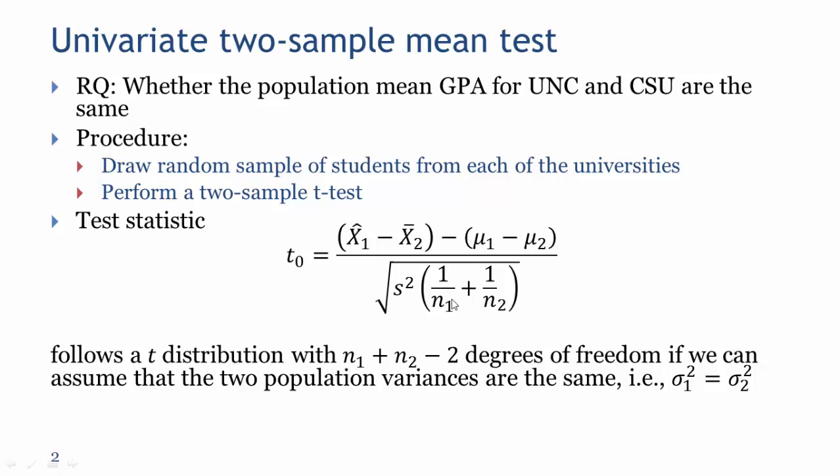So we calculate our test statistic, and then we compare that with the tabulated value of the t-distribution, or simply we calculate the p-value, computer software will give us the p-value, and we make a decision based on that. This test statistic has an assumption that the population variances are the same, and that's why we pool, or combine, the sample variances to get a common estimate of the population variance using the pooled sample variance.